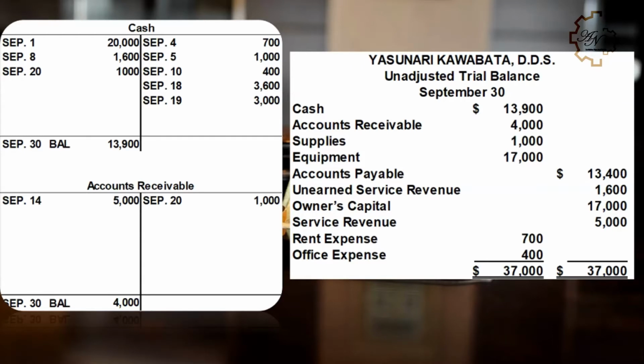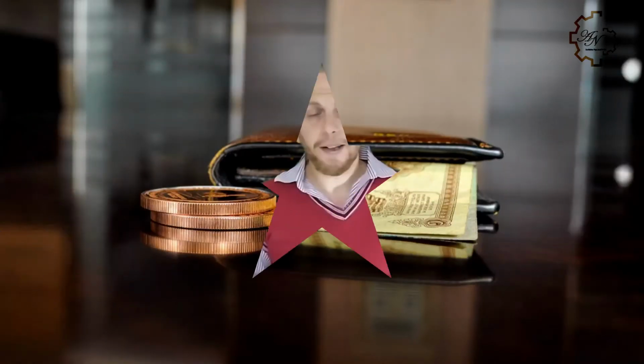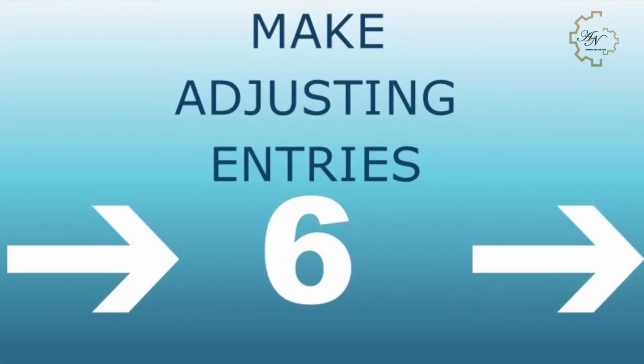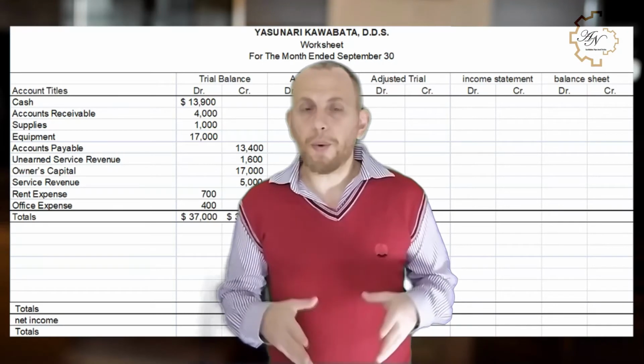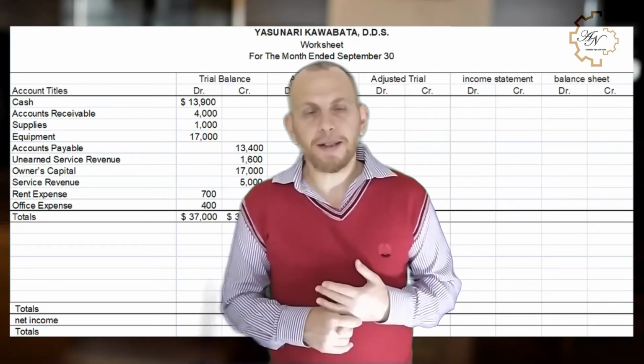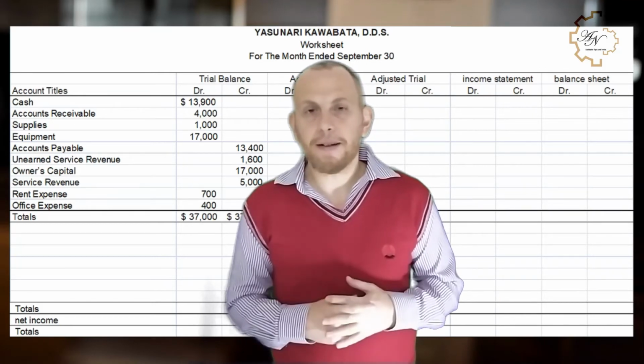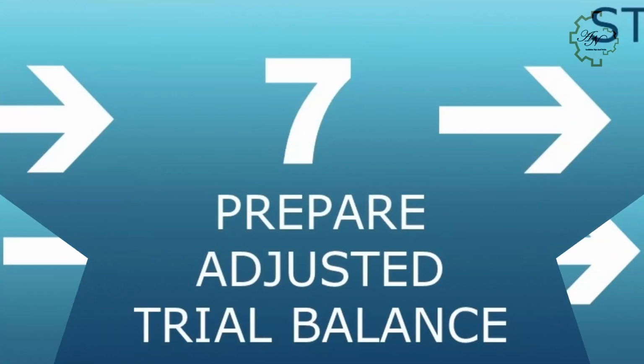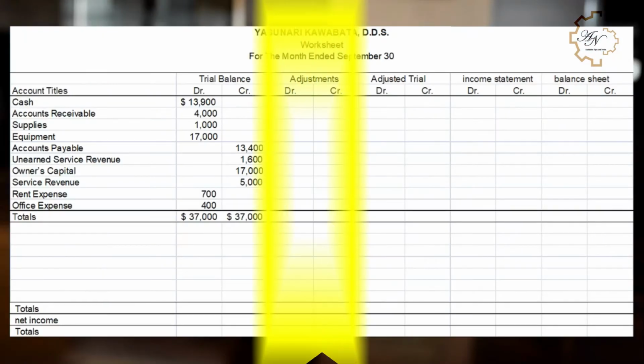For all accounts, we have to do that. We have cash, accounts receivable, supplies, equipment, accounts payable, unearned service revenue, owner's capital, service revenue, rent expense, and office expense. Let's move to the adjusting entries. But before that, I want to show you the worksheet. This worksheet will help me to make the adjusted trial balance and the balance sheet and the income statement. Here we have to show the adjustments influence on the trial balance.